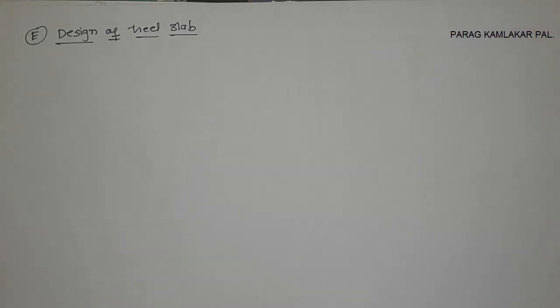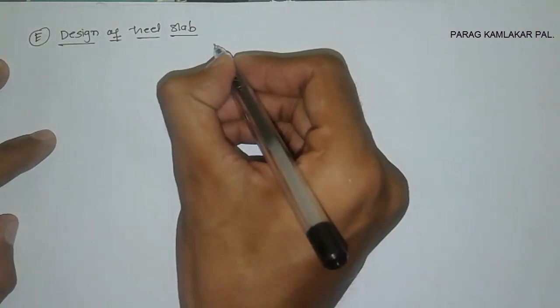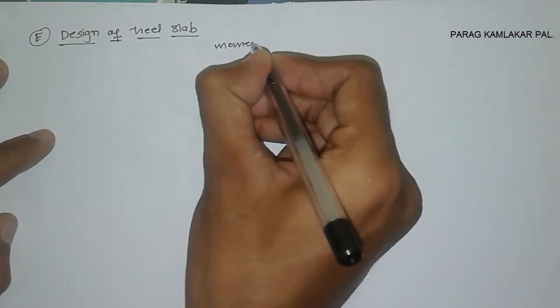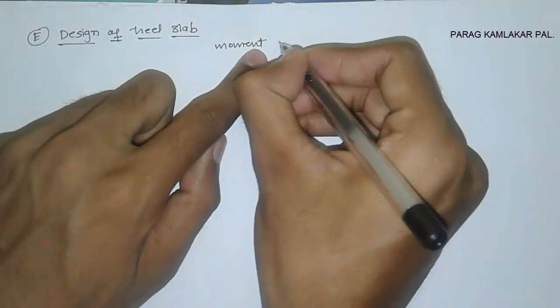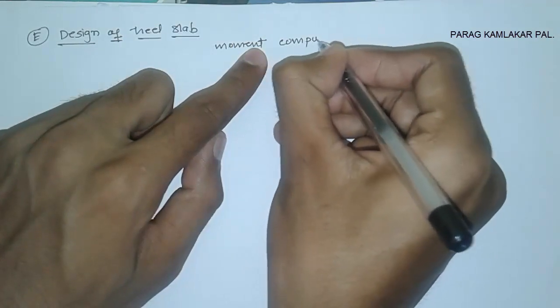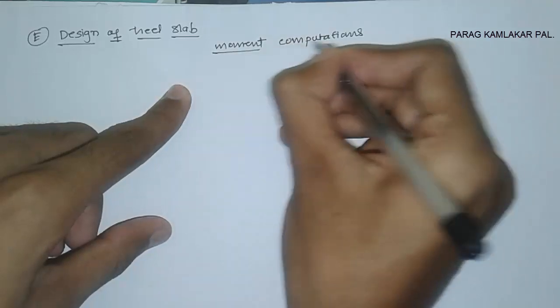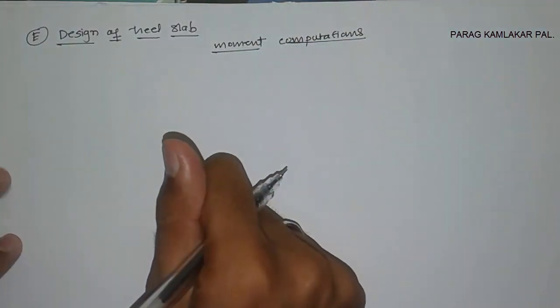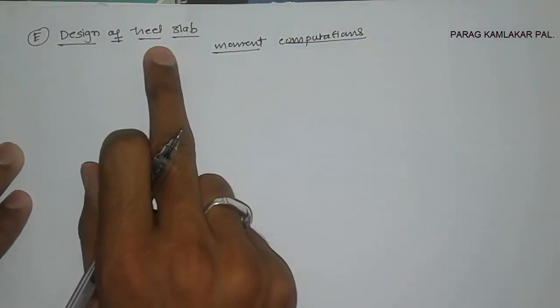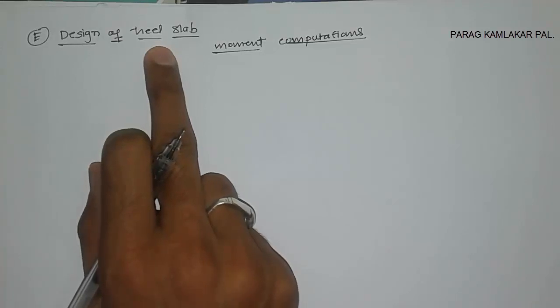We know up to the W3 calculation, it is 132.50, and we know the distance. Now we go for the self weight of the heel slab. Here we are going to deal with only design of heel slab. So first we are going to do moment computation, and in moment computation we take only the load of the heel slab.